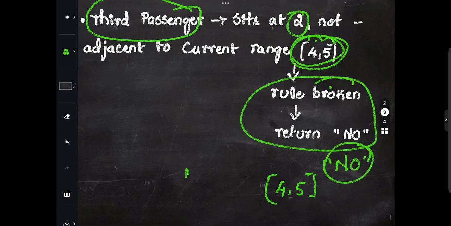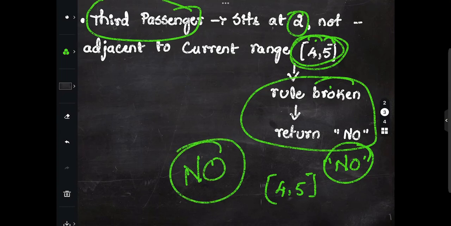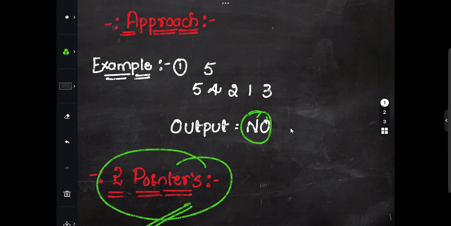So the output that we got here is no, which is equivalent to the output that they have mentioned for input 1 and example 1 within the question. I hope this part is completely clear. So I hope the approach part is completely clear.